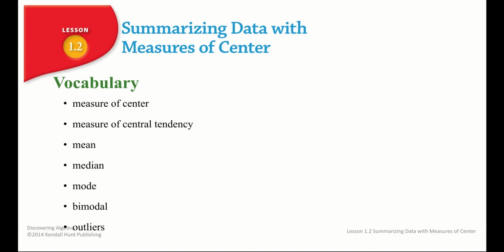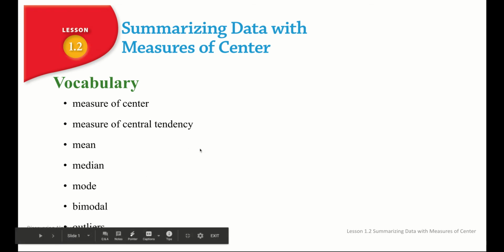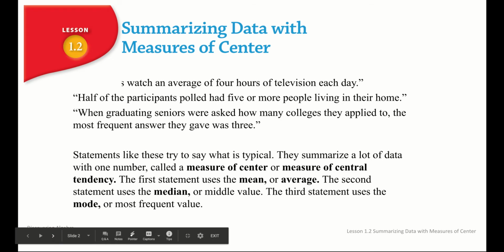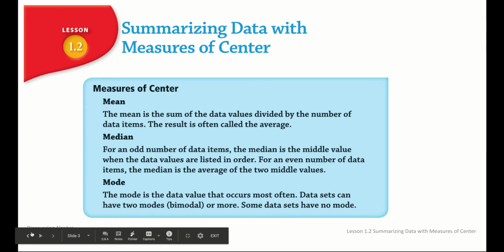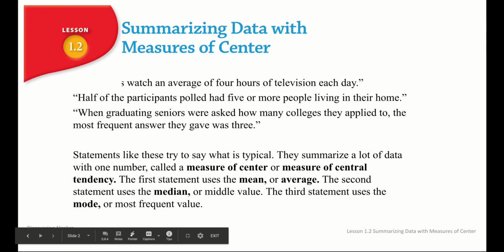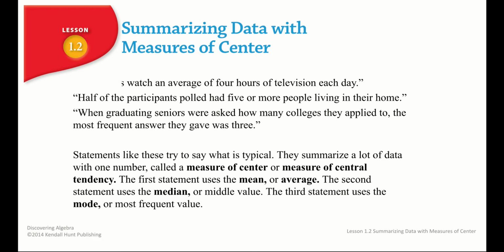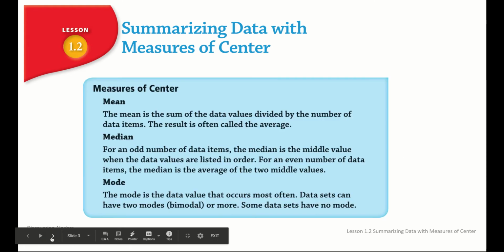So 1.2 is on finding the measures of center, and that's largely mean, median, mode, which you've probably heard before. We can use mean, median, mode to describe data. We often say things like the average time, the average of something, or the most frequent answer was, things like that. Those are ways of representing those measures.